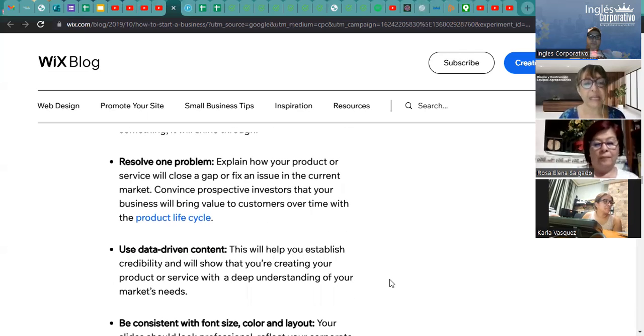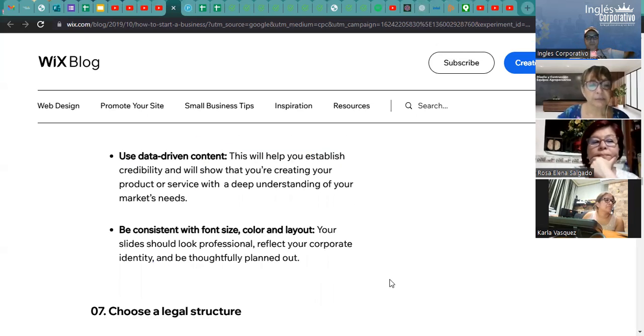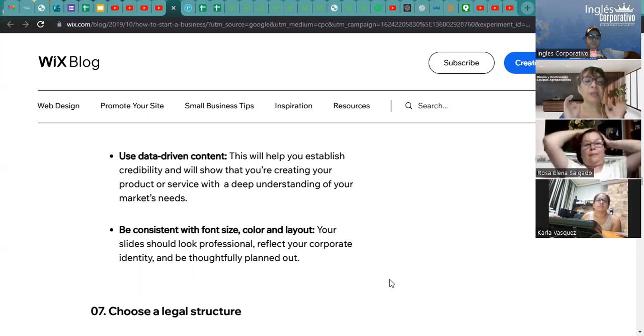Resolve one problem. Explain how your product or service will close a gap or fix an issue in the current market. Convince prospective investors that your business will bring value to customers over time with the product life cycle. Use data-driven content. This will help you establish credibility and will show that you are creating your product or service with a deep understanding of your market needs. Be consistent with font size, color, and layout. Your slides should look professional, reflect your corporate identity, and be thoughtfully planned out.